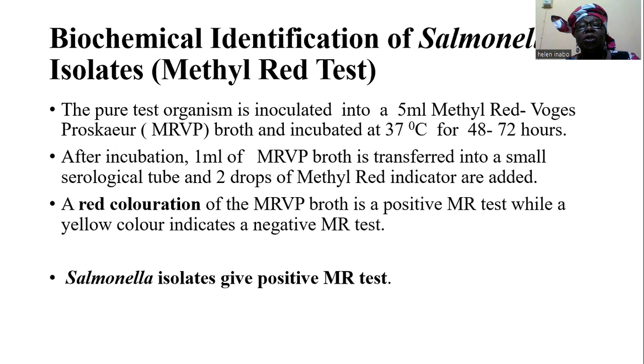The tube to be inoculated is a 5 ml methyl red Voges-Proskauer broth and is incubated at 37 degrees Celsius for 48 to 72 hours. It is important that the culture must be incubated for at least 48 hours. After incubation, 1 ml of the MRVP broth is transferred into a small serological tube and 2 drops of methyl red indicator are added. A red coloration of the MRVP broth is a positive MR test, while a yellow color indicates a negative MR test.